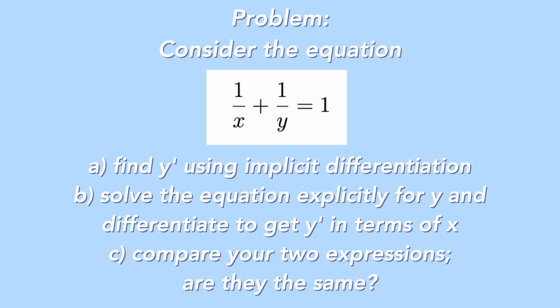We're given the equation 1 over x plus 1 over y equals 1. We're asked to find y prime using implicit differentiation in part A, and in part B, solve the equation explicitly for y, and then differentiate to get y prime in terms of x. Finally, in part C, we are asked to compare our two expressions to see if they're the same.